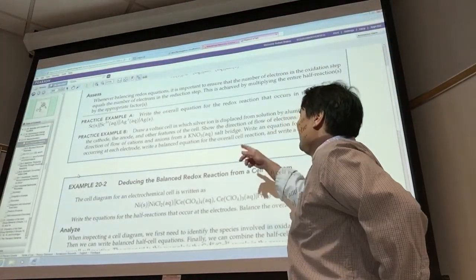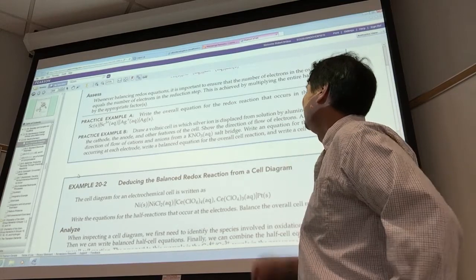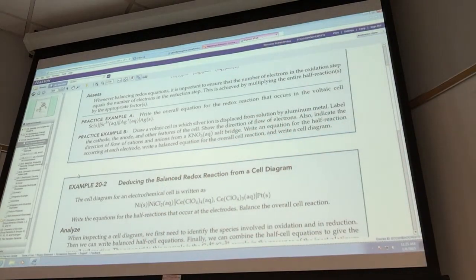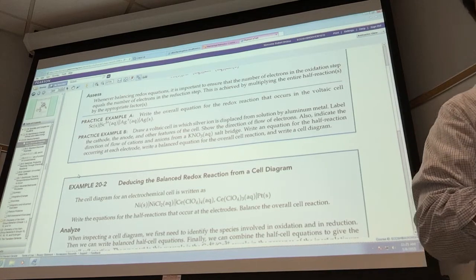All right, the practice example will be draw a voltaic cell. So we'll do that. The voltaic cell is going to consist of an anode and a cathode. Let's go ahead and draw a beaker for the anode and one for the cathode. The anode.